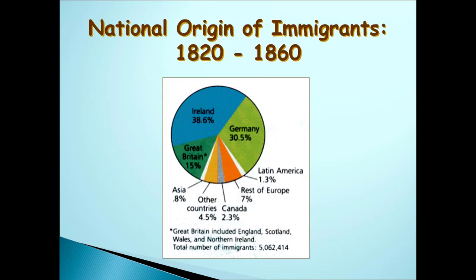This is basically a graph showing the national origin of the immigrants from 1820 to 1860. As you can see, Germany and Ireland were the biggest. We stopped getting too much from Great Britain, but you had other countries. You had very few come in from Canada, very few from Latin America at this point in time. But for the most part, almost 69% of the immigrants coming in were from Germany or Ireland. And why now from Ireland? Because now we've got that potato famine.